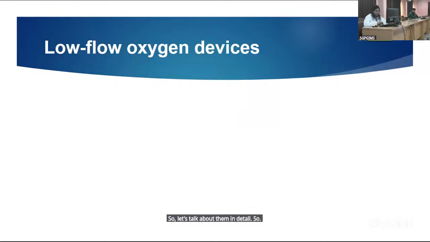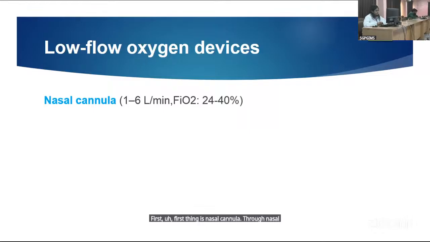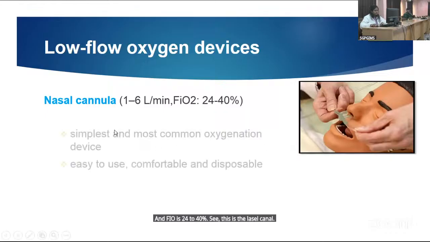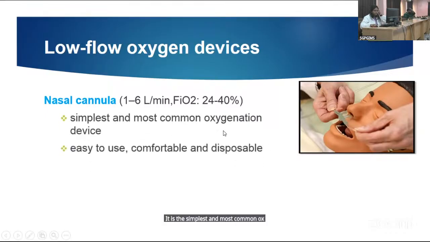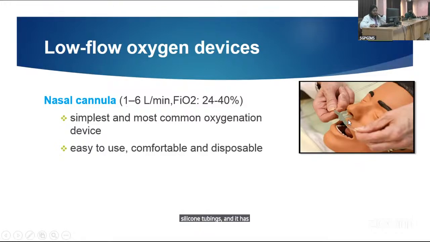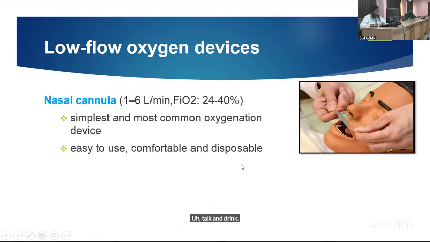Low flow oxygen devices. First is the nasal cannula. Through nasal cannula, the oxygen we can give is 1 to 6 liters per minute, and FiO2 is 24 to 40%. This is the nasal cannula. It is the simplest and most common oxygenation device. It has soft silicone tubing and two prongs which are inserted in the nostrils. It is very easy to use, comfortable and disposable, because the patient can eat, talk and drink with this.